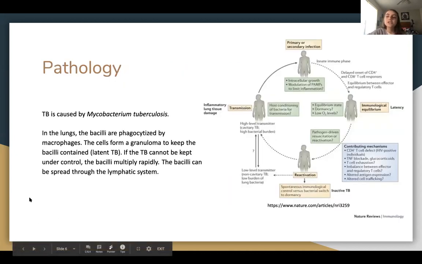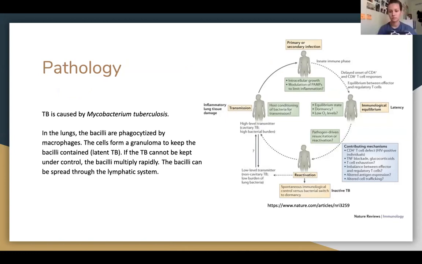So the pathology of TB: TB is caused by Mycobacterium tuberculosis. It is a small bacillus. So like Ali said, when somebody sneezes or coughs, those air droplets will actually go in. Once it's in the lungs after transmission, the bacilli are ingested by macrophages that recognize it as foreign, and they try to eliminate it by phagocytosis. But what actually happens is the bacilli can replicate within the endosome of that macrophage.